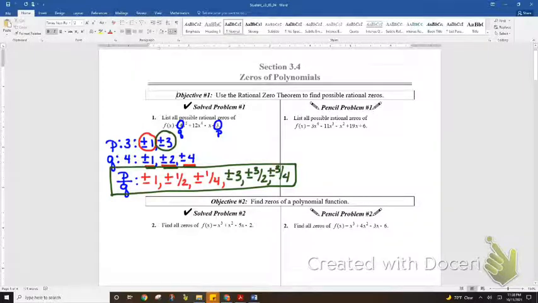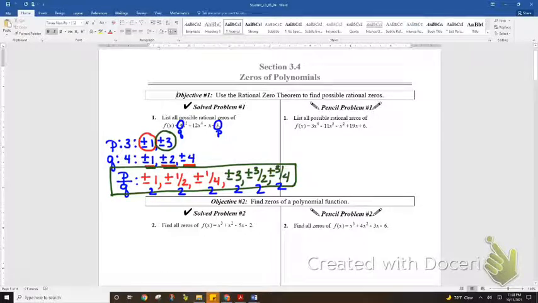Now, how many actual possible rational zeros do we have? Well, here's 2. Here's 2 more, so it's 4, 6, 8, 10. We have 12 possible rational zeros. Remember, each one of them is plus or minus, so it counts as 2 different ones. Positive 1, negative 1, positive 1/2, negative 1/2, and so forth. Alright, so I'm going to do the next one. If you want to pause it and try it first, do so.